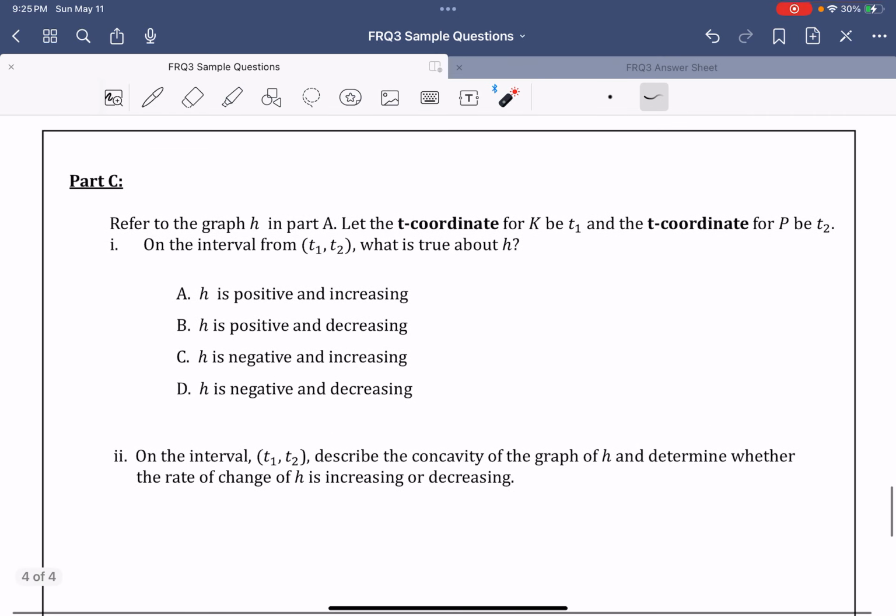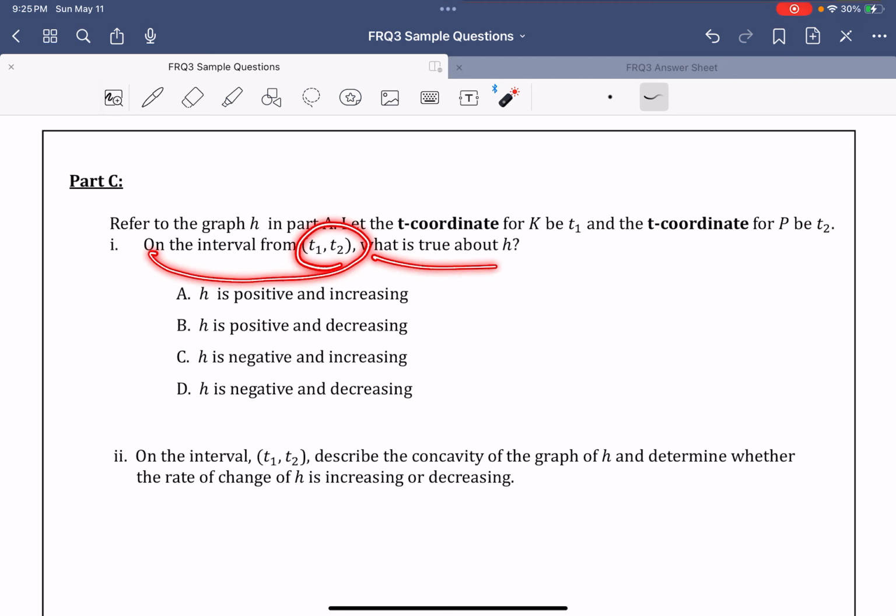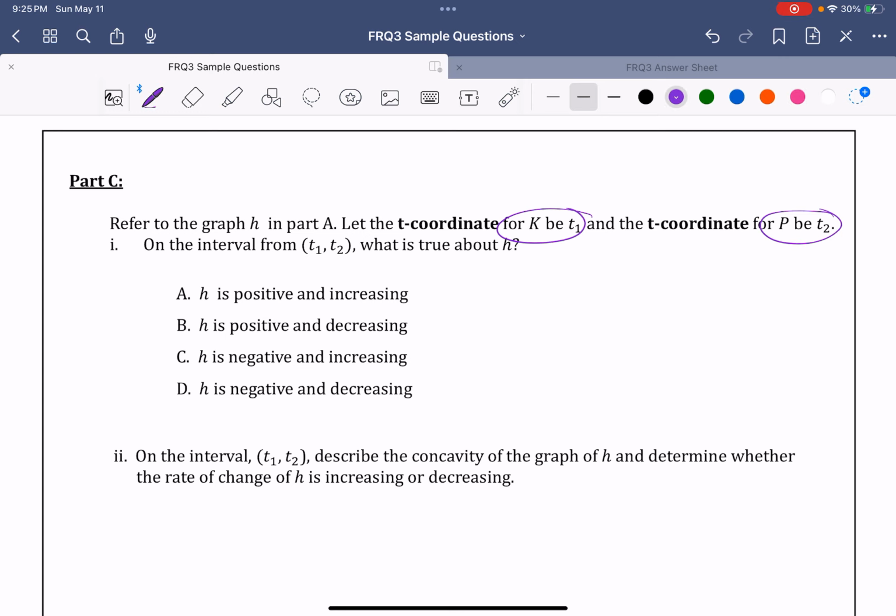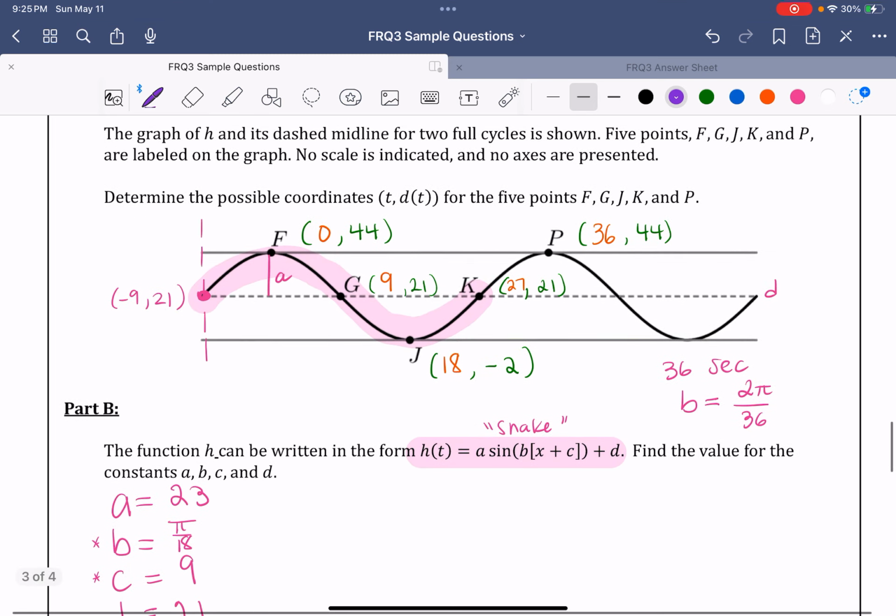Okay, part C, refer to the graph of H in part A. Let the t-coordinate for K be considered T1, and let the t-coordinate for P be T2. On the interval from T1 to T2, what is true about H? So if you look at the answer choices, they oscillate between positive, negative, increasing, decreasing. So let's look at this interval. So it's saying K to be T1 and P to be T2. So we're looking at the interval from K to P. So that is this interval right here.